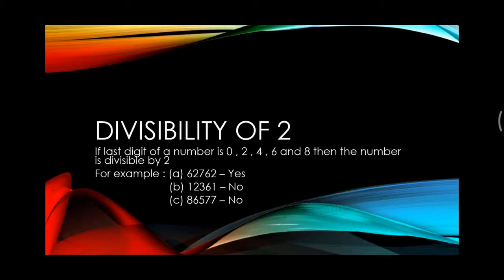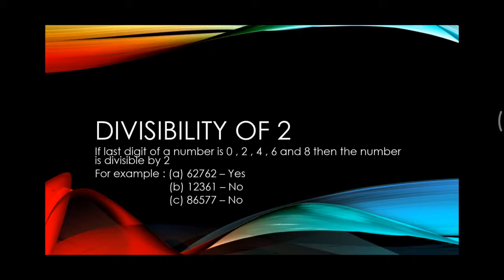Divisibility of 2: if the last digit of a number is 0, 2, 4, 6 or 8, then the number is divisible by 2. Now here you can see in the example 62,762, the last digit is 2. That's why it is divisible by 2. In B you can see 12,361, here the last digit is 1. So we can say no, it is not divisible by 2 because the last digit is not 0, 2, 4, 6 or 8, because it is 1.